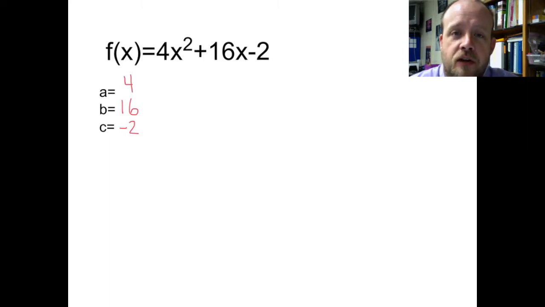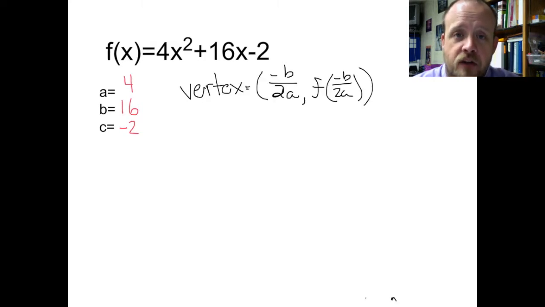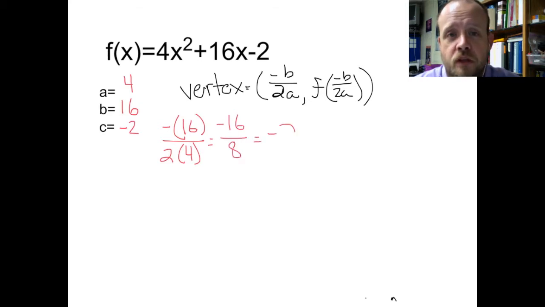So our vertex again is found by the equation negative b divided by 2a, comma, f of negative b divided by 2a. So let's plug those in. Our b value is 16, so the negative of 16 divided by 2 times our a value, which is 4, will give me negative 16 divided by 8, which gives me negative 2. Now we're going to take that negative 2 and plug it back in to our original equation.